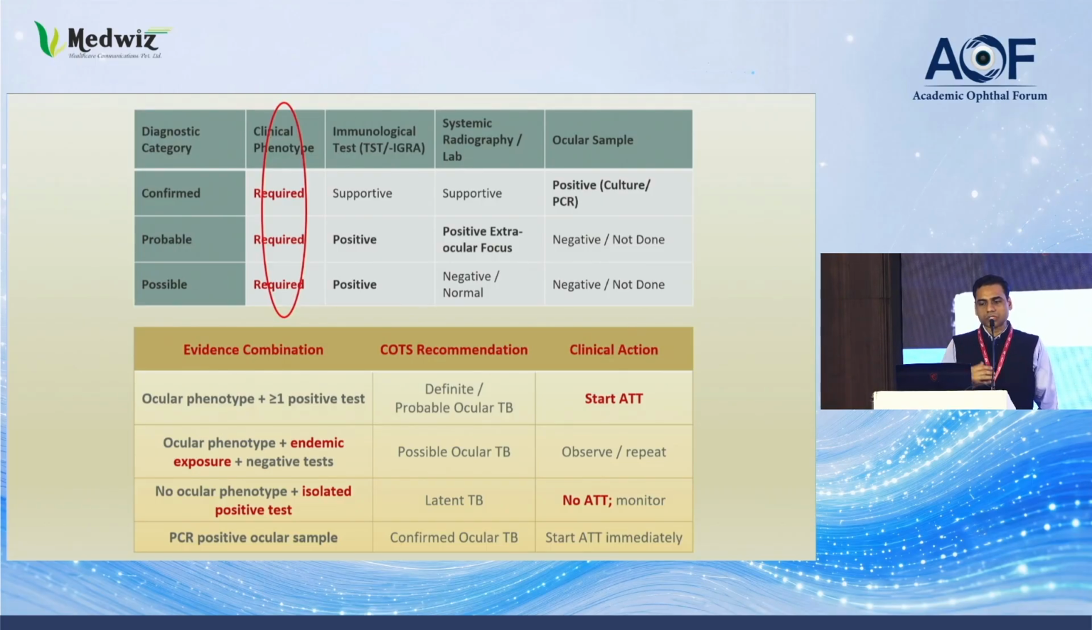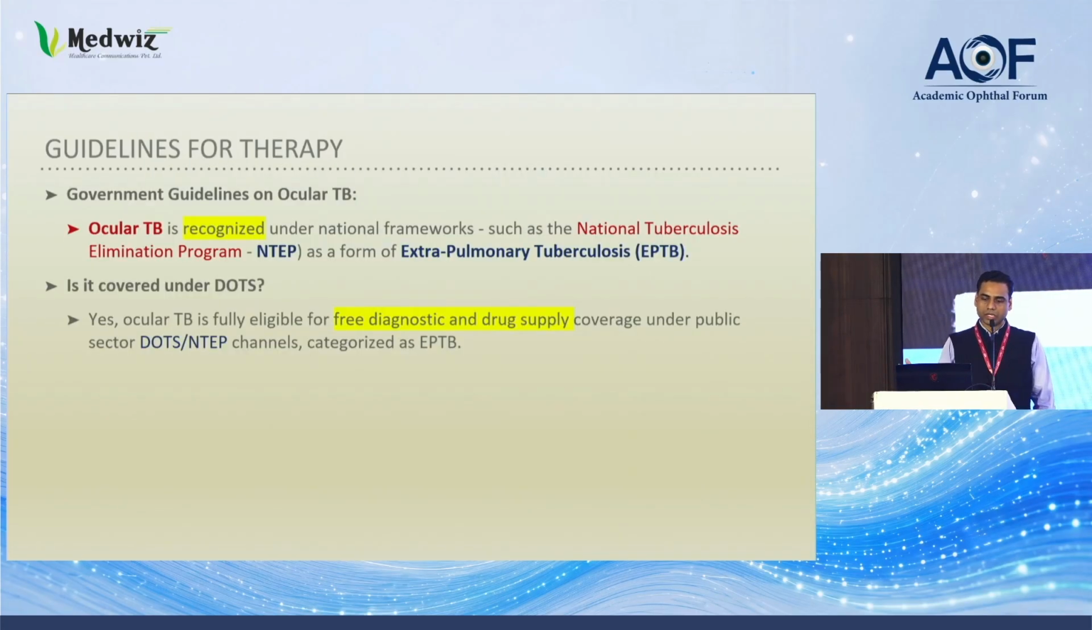So this is how we diagnostically categorize tuberculosis, where you see that it could be confirmed, probable, or possible. You see at the core of all this is clinical phenotype, which is always required, and that's where all the spokes of your wheel start. After that, you combine it with COTS recommendation, and you decide whether to give ATT or not. Government guidelines are pretty clear. It's under extrapulmonary TB, and the tests and treatment are all free.